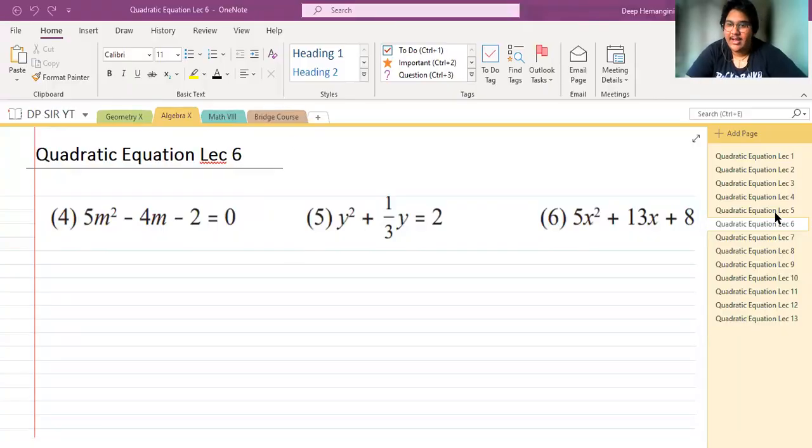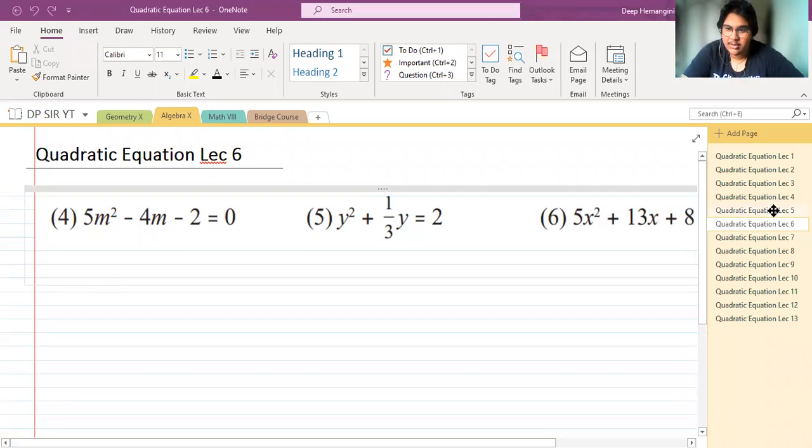Hello everyone, I hope I'm audible, and let's begin with the questions that were remaining last time of the formula method that we have started. Let me share my screen. I hope my OneNote is visible. In the previous lecture, just give me a moment, it's loading.